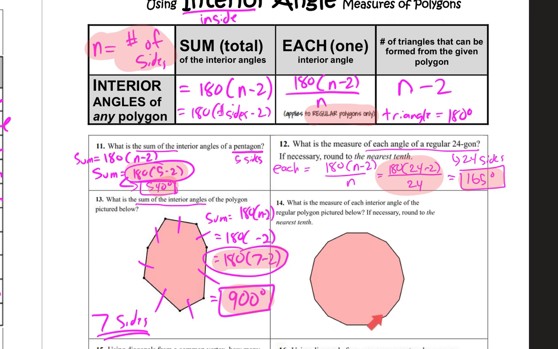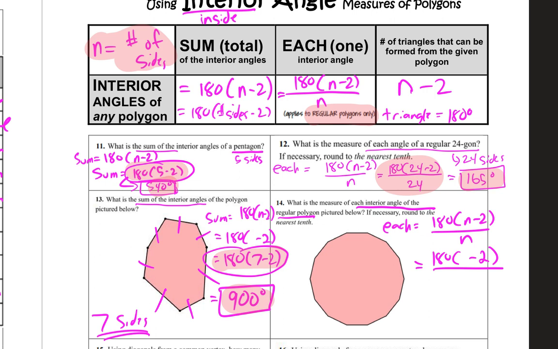Okay, next, let's look at a different one. This one, they don't have pictures. This one, they do. What's the measure of each interior angle of the regular polygon? It says regular, so that's what the formula is going to be. Each is going to be equal to 180 times n minus 2 over n. So that means it's going to be equal to 180 times something minus 2 over something.